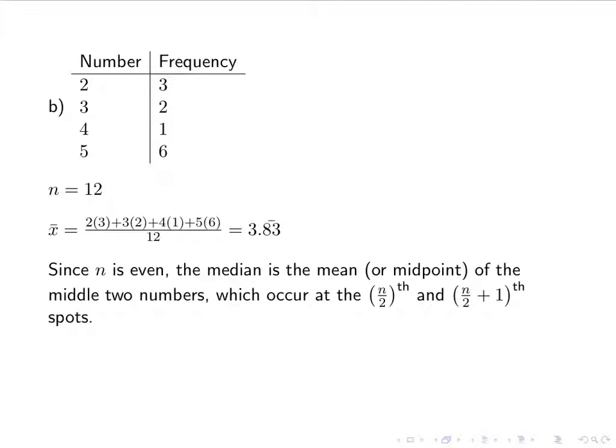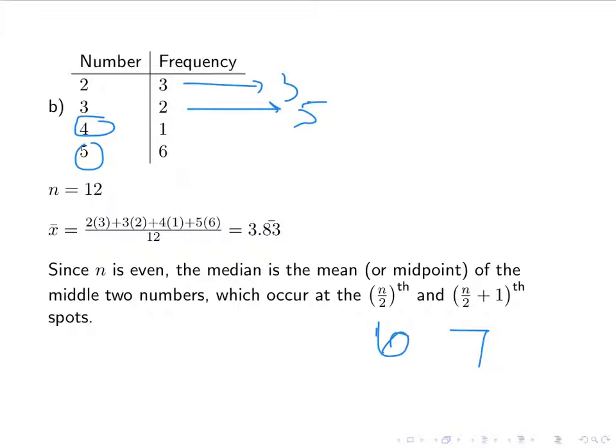Since n is even, the median is the mean, or the midpoint, since there are only 2 numbers, of the 2 middle numbers. And again, those occur at the n over 2th spot and the n over 2 plus 1th spots. So in order to do that with a frequency table, we count 12. So that is the 6th and 7th spots. So here I have 3 2's. I have 2 3's, so that becomes numbers 4 and 5. Number 6 is 4. Number 7, the 7th number, would be one of the 6 5's.